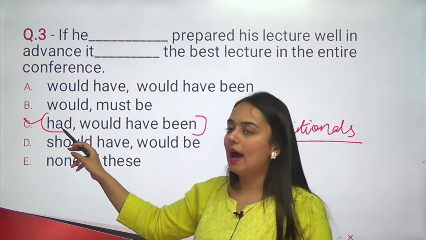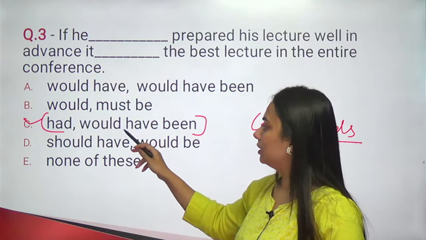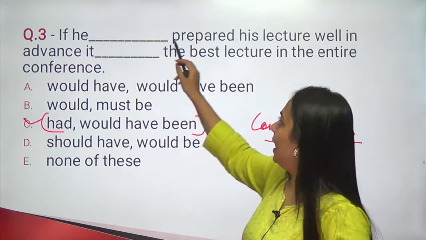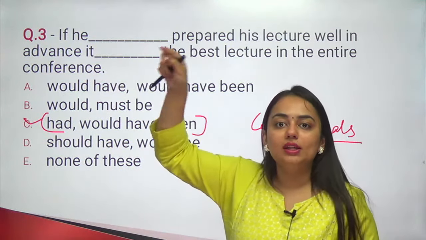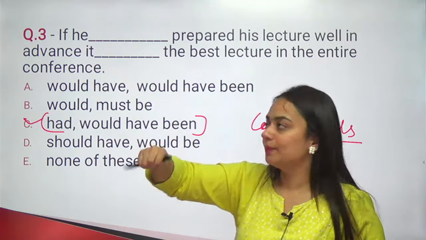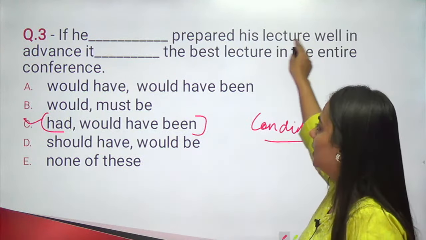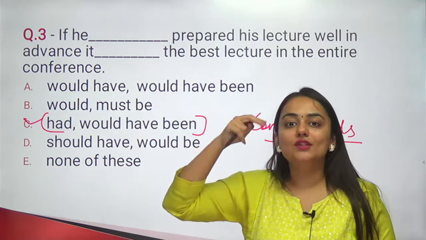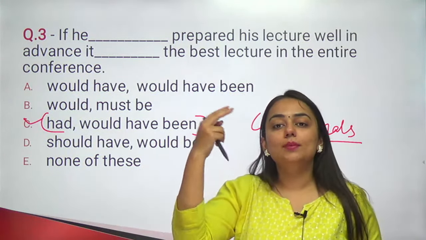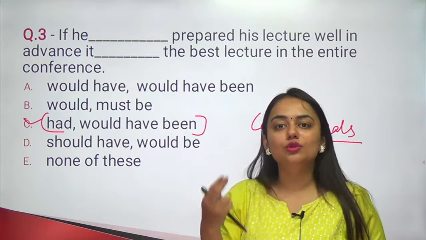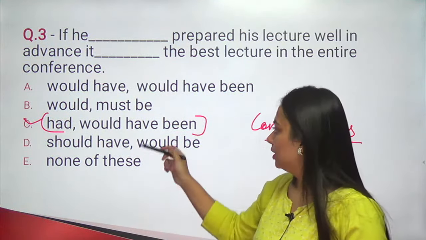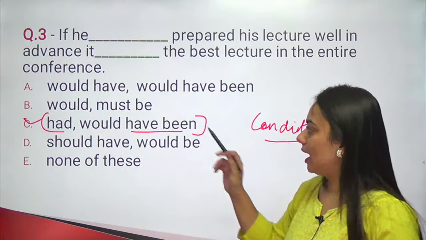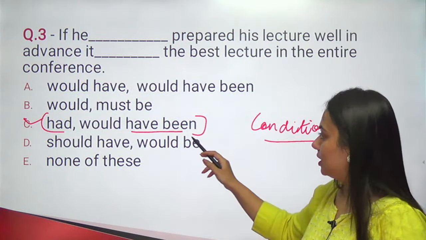कॉमा से पहले अगर हैड आया है तो आफ्टर दैट इट विल बी वुड हैव. इफ ही हैड प्रिपेयर्ड, अगर उसने प्रिपेयर किया होता, it's a past tense. If he had prepared his lecture well in advance, it would have been. Would have is future tense. तो उसका लेक्चर सबसे अच्छा तभी हुआ होता अगर उसने एडवांस में प्रिपेयर किया होता. Right answer should be this one. Had and would have. Now this is a conditional.